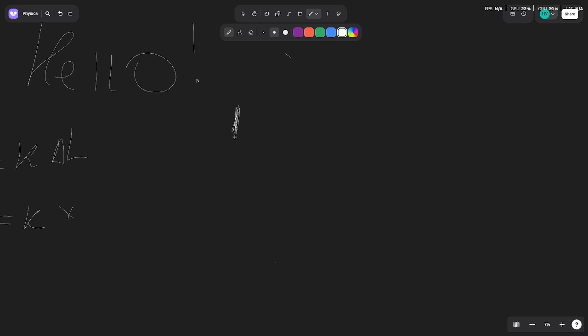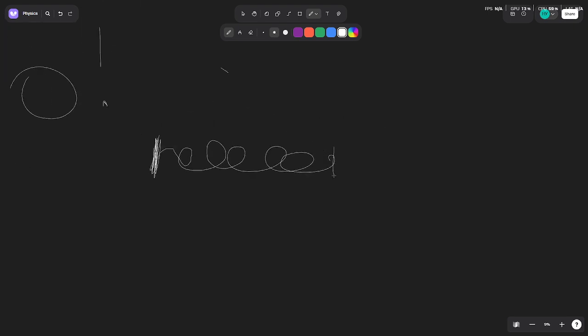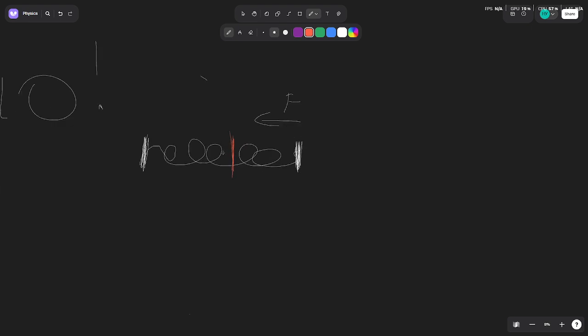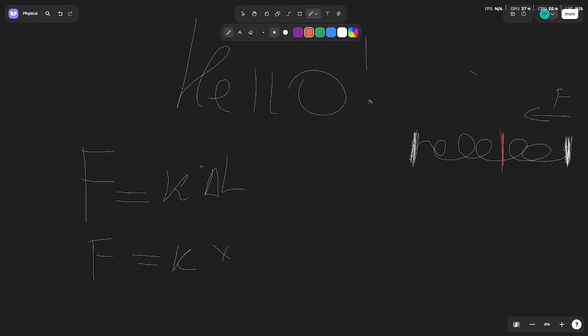We can represent it like this. We got some spring, right? And here is a wooden table. Why not? And we apply some force on this spring, right? Eventually, it moves. And it moves right here. We applied some force and it moved, right? So then, what is delta L, huh?